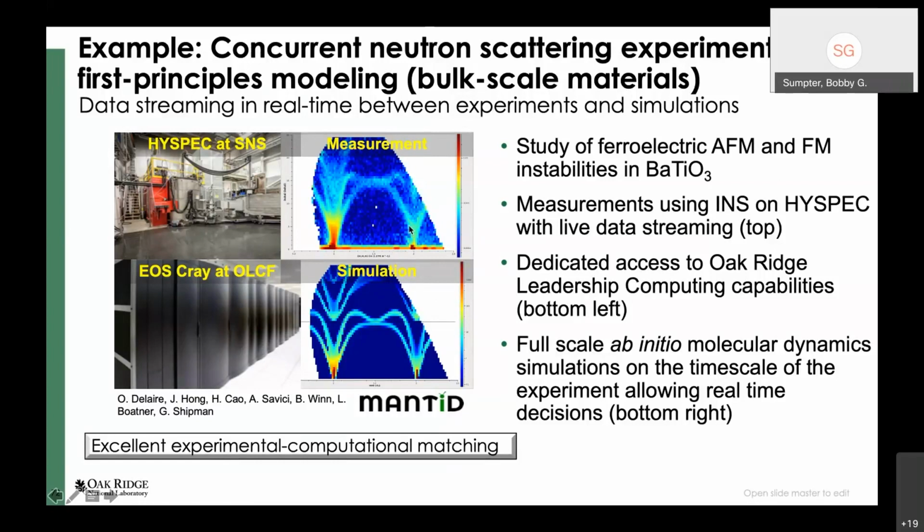And then they would have said, well, it has nothing to do with this instability. But the fact is, it does, and this was discovered because of this ability to stream this data back and forth and do the calculations during the experiment. So that's pretty exciting.